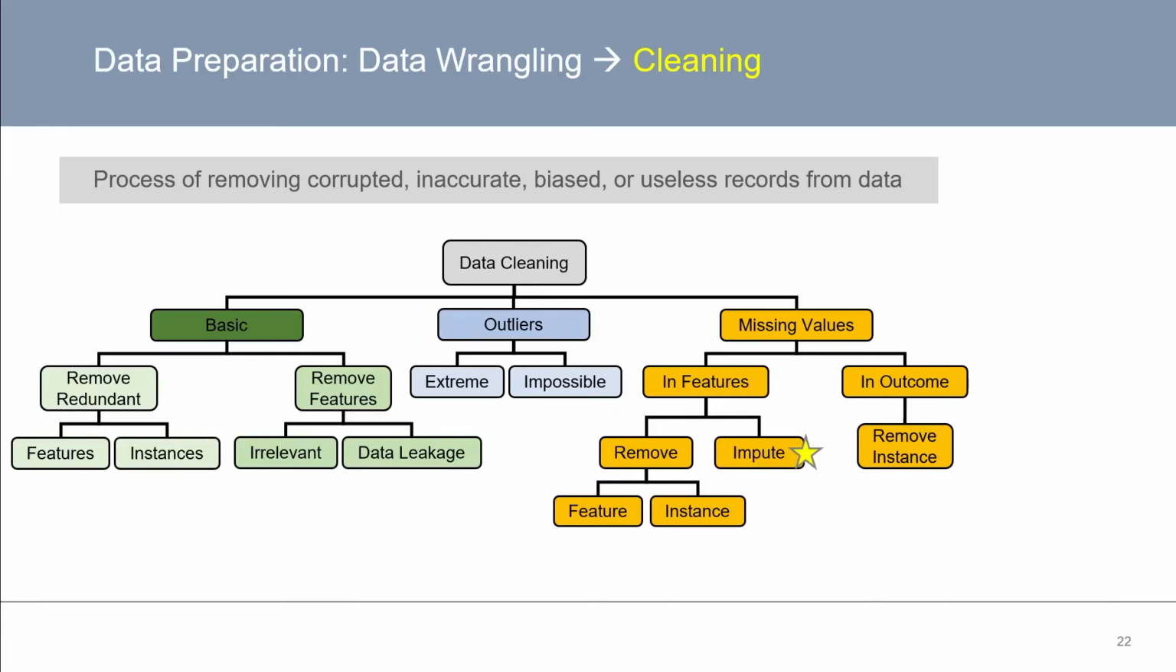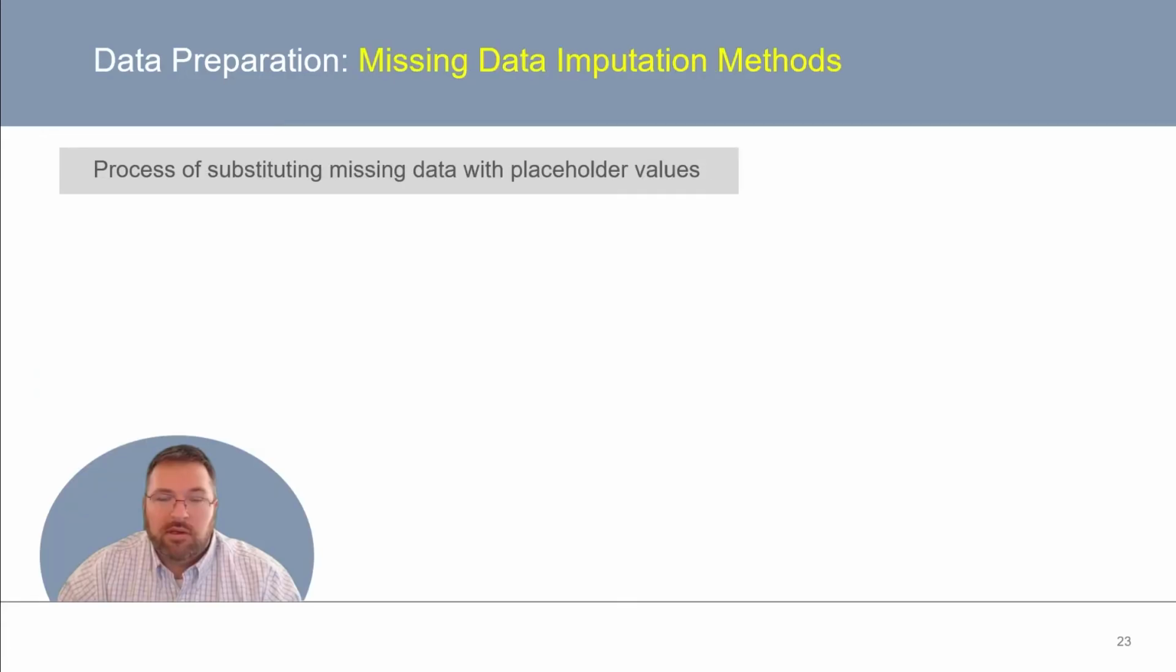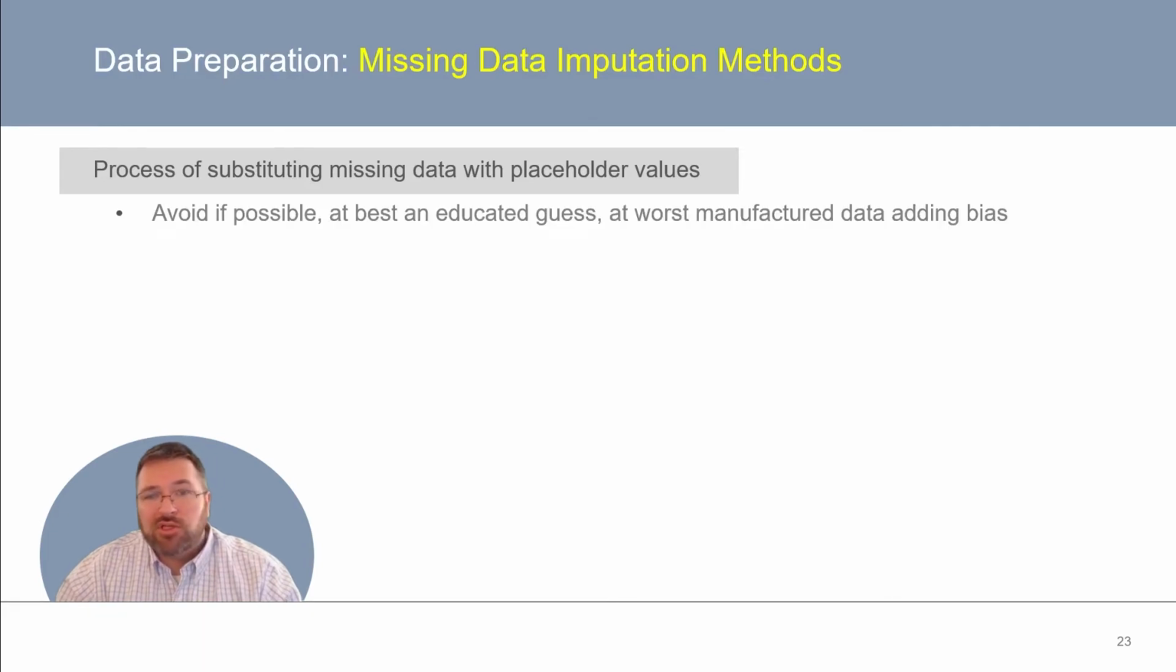And lastly, we have the option of imputation. Imputation is the process of substituting missing data with placeholder values. My own personal perspective is that imputation should be avoided if possible. At its best, imputation represents an educated guess. But at its worst, imputation can represent manufactured data that adds bias to your analysis. Often missing value imputation is a necessary evil.